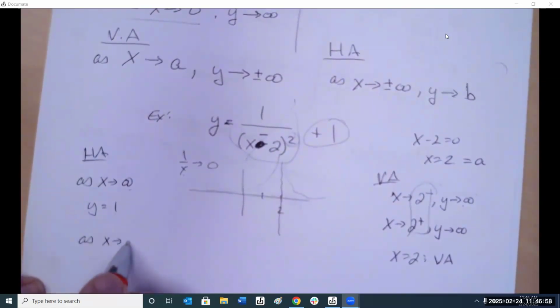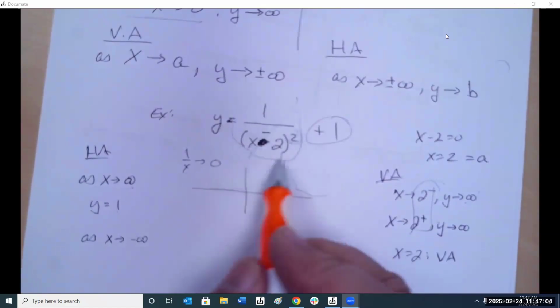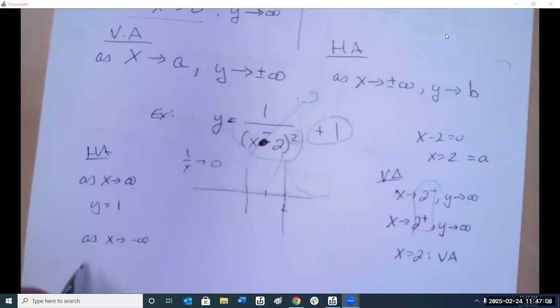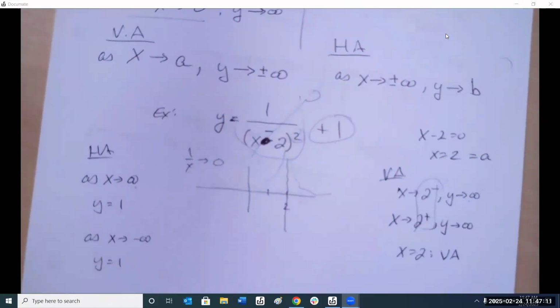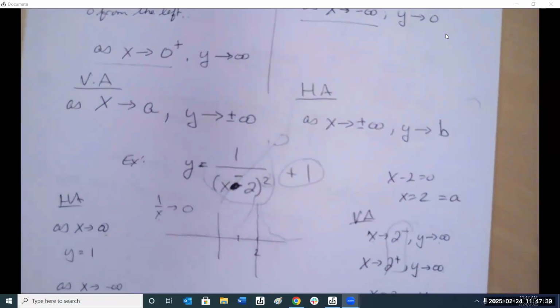As x goes to negative infinity, again, no matter what this number is, when I square it, it becomes positive, so it gets smaller and smaller. Eventually that goes to 0. So y equals 1 is my horizontal asymptote. So basically, if x is going to a special value and y goes to infinity or negative infinity, then that's a vertical asymptote. If x goes to positive or negative infinity, then we're looking for the horizontal asymptotes. And there are shortcuts too, we'll get to in a second.